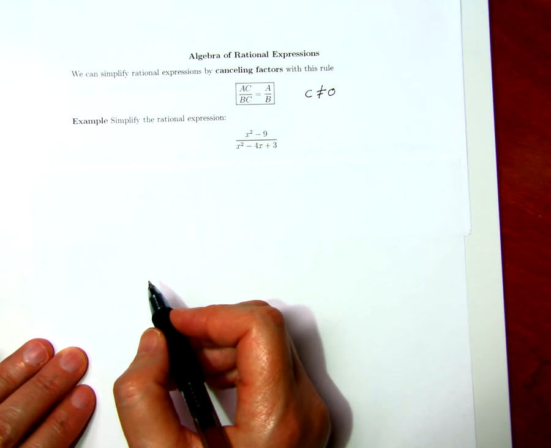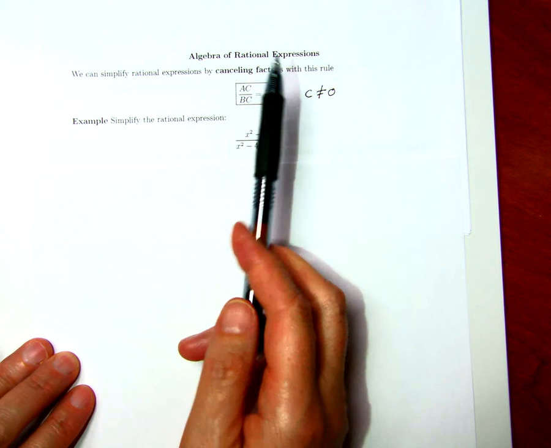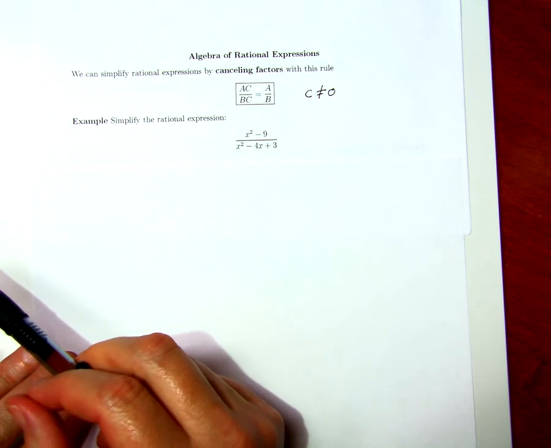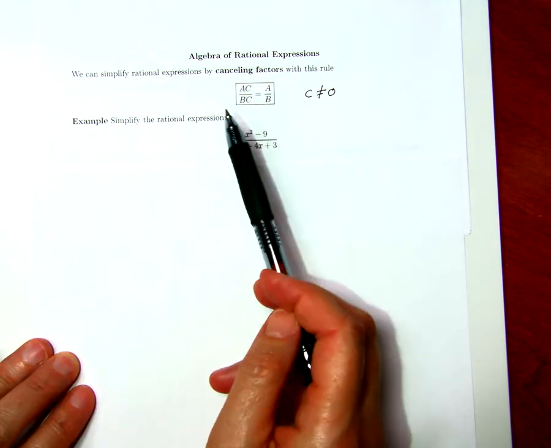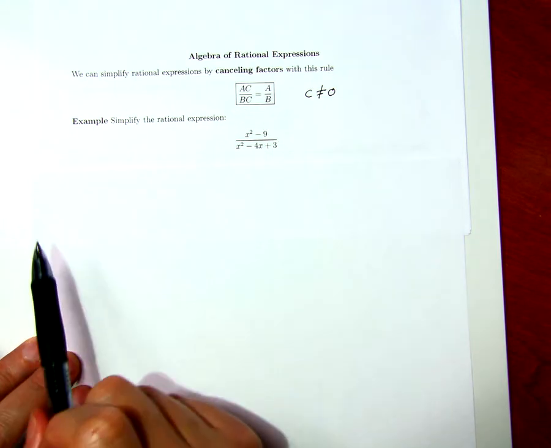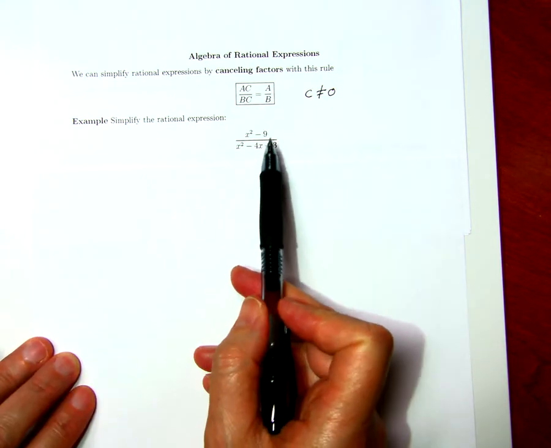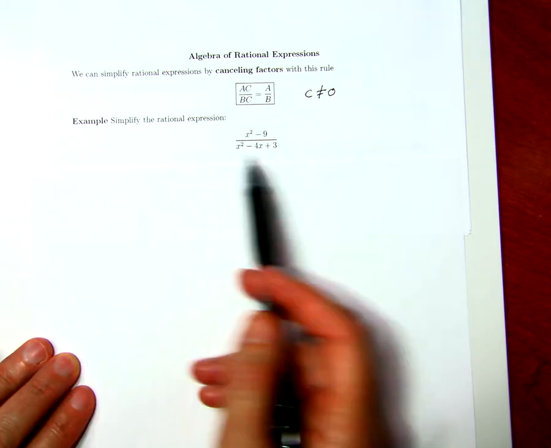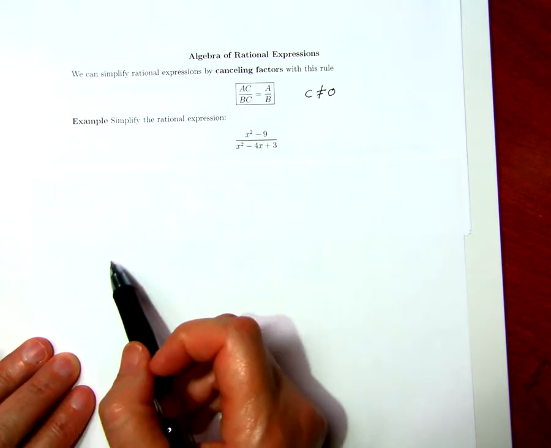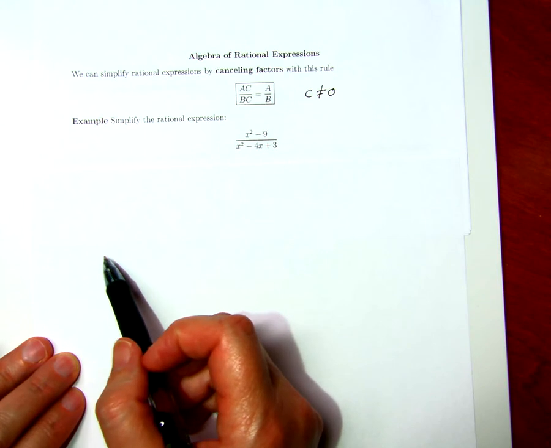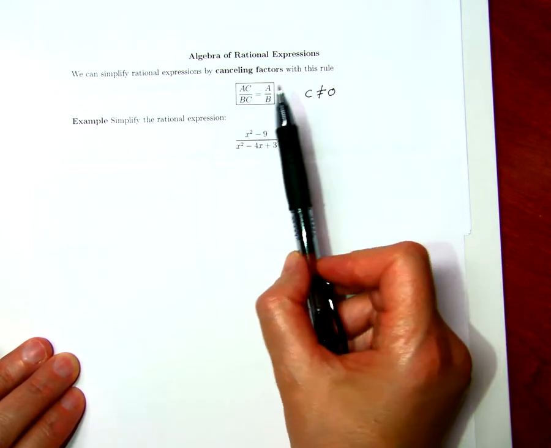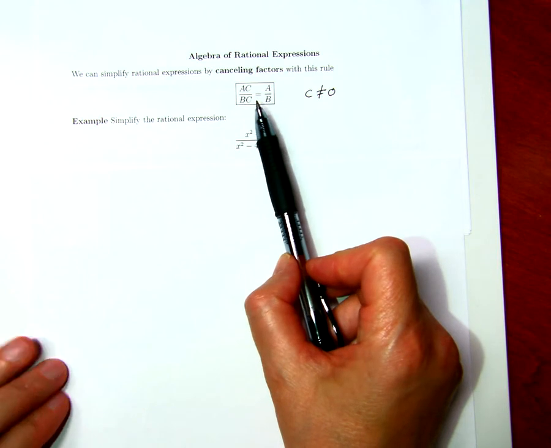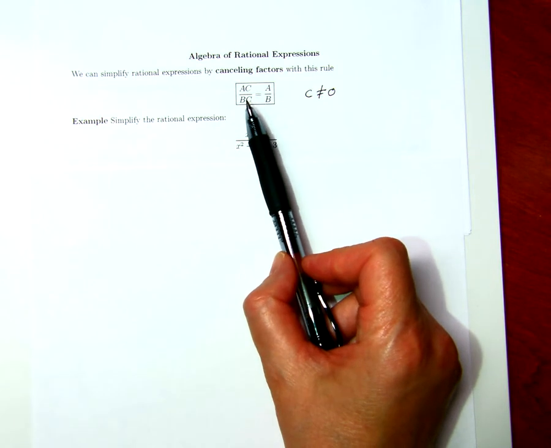Okay, we're going to talk here about the algebra of rational expressions, and it's going to be very similar to the algebra of ordinary fractions. The only difference is that we're going to be using polynomials and variables in these expressions. And our first algebraic identity is one that shows us how to cancel.